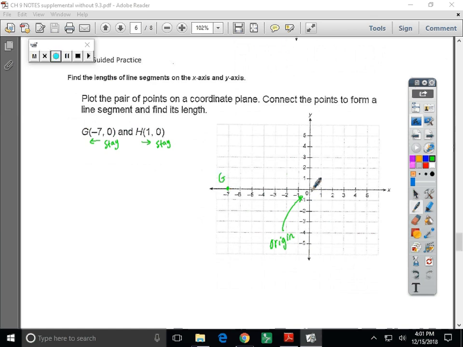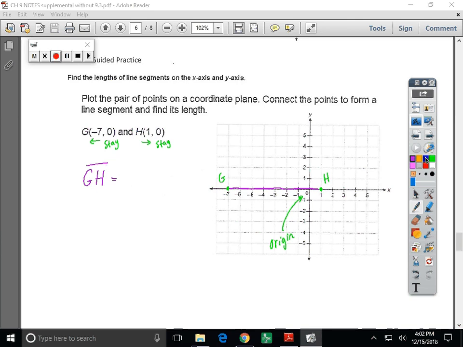Let's try the same idea. Let's find point H on this coordinate plane. I need to move 1 to the right, and it says 0. Stay here. So this is point H. It did tell me to connect these points because I'm trying to find the length of a line segment. So I'll try to make this as straight as I can. And I'm trying to find line segment GH. So I can show it with that fancy notation. I just put a little line segment right over the points G and H. And this really says I'm trying to find the distance.